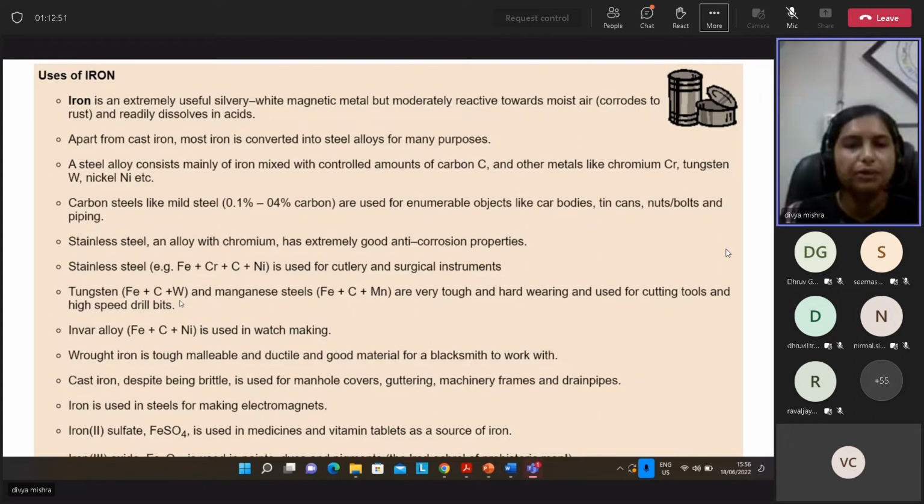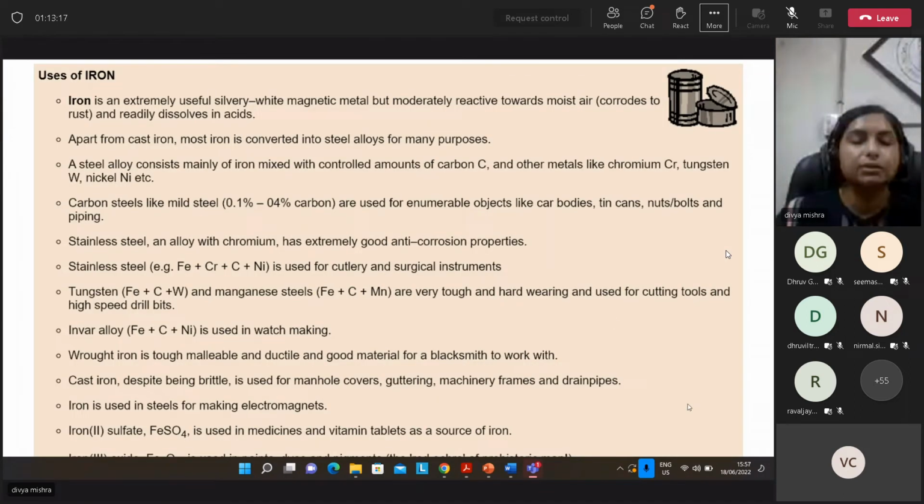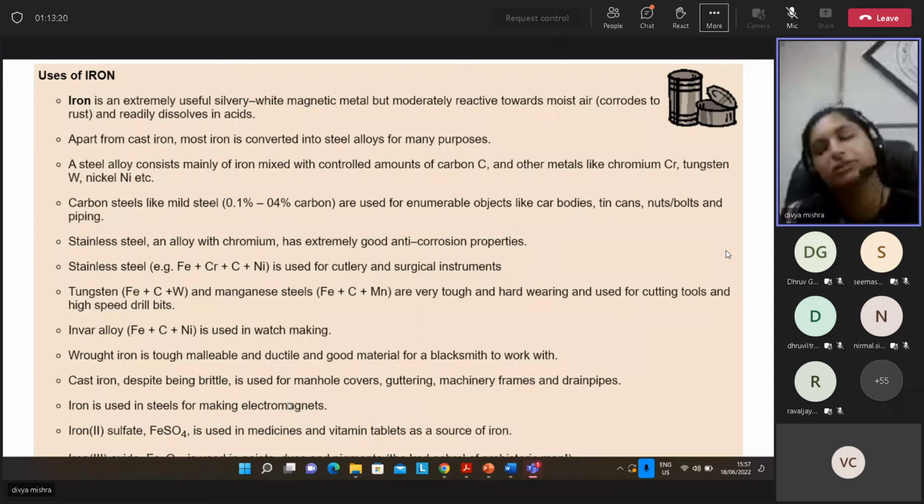Okay, so when we use this combination, that is iron plus carbon plus tungsten, we get a very tough material. But when we add iron, carbon, and manganese, we get a hard wearing material for cutting tools. Then iron is also used in steels for making electromagnets.